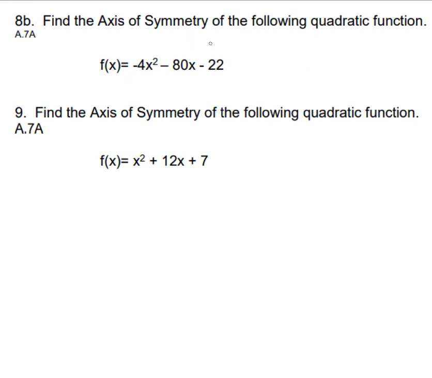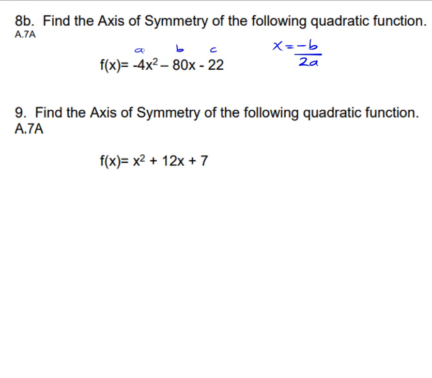All right, so find the axis of symmetry of the following quadratic function: negative 4x squared minus 80x minus 22. The axis of symmetry has an equation: x is equal to negative b over 2a. This is the formula, and what I need to do is plug in values for it. So this is my a, this is my b, and this is my c.